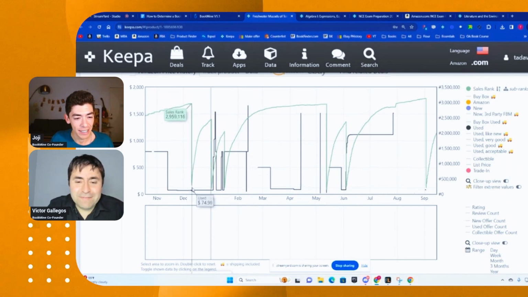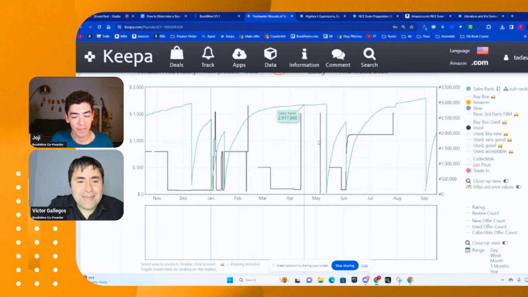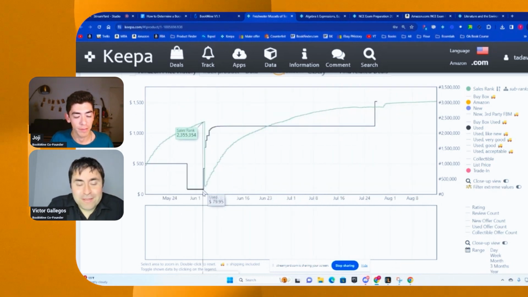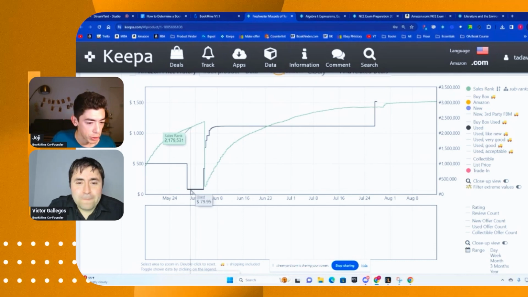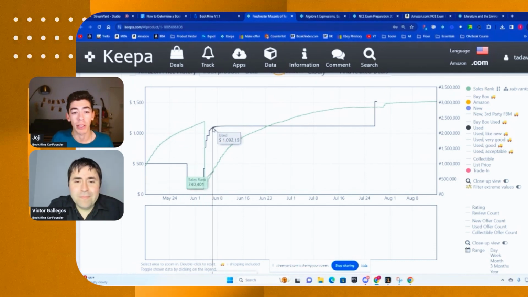It's selling over here at 70, but then when it spikes to almost 1,000, it's not selling. So again, you're not going to be able to sell this book for 1,000. You'll probably be able to sell it for maybe about 100, right around $100. So you can see here in June, it was listed for $79.95. Boom, sales rank drop, sold. Then it went up to $1,000.